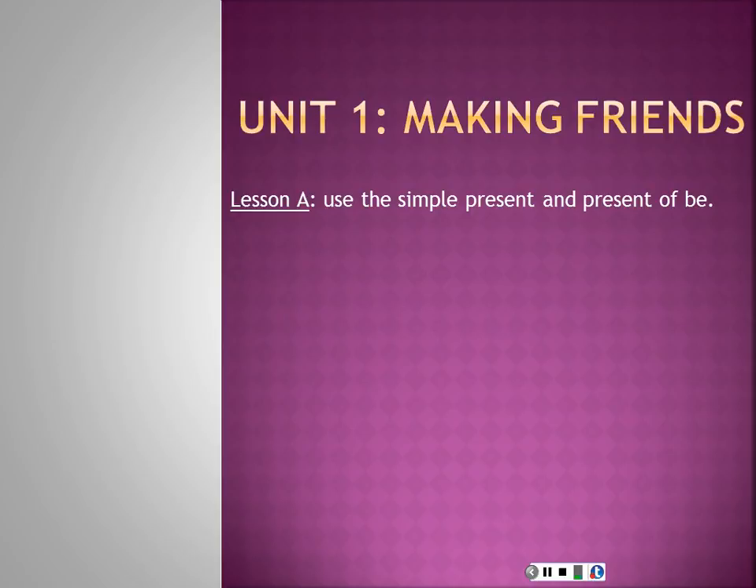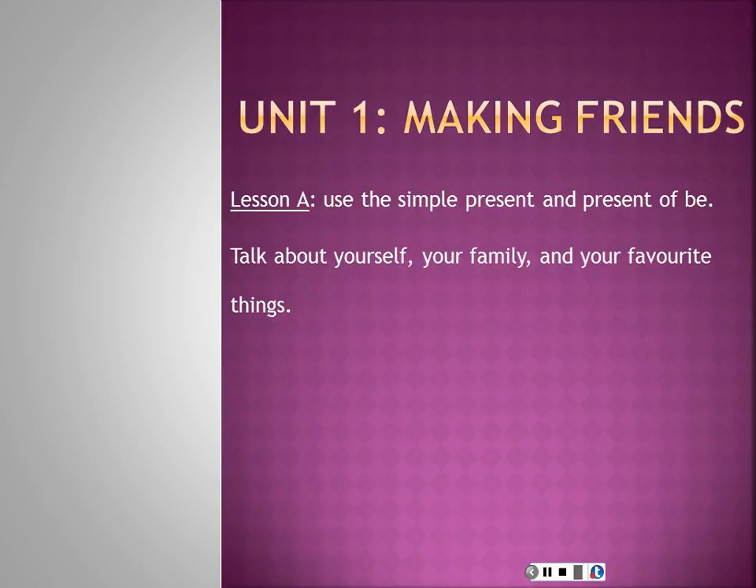We talked about the present simple or present of be. We talked about how to use all the verbs of be and what the uses of those verbs are. So this is lesson A. In lesson A we will also learn how to talk about yourself. If somebody asks you, tell me about yourself, what to say, how to talk about your family.